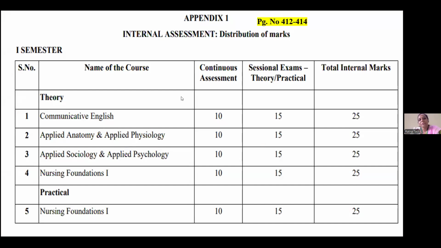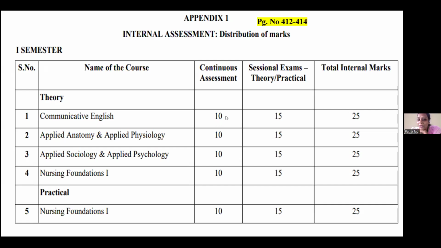Regarding the distribution, we need to remember there are two important criteria on the basis of which the internal marks have to be produced: continuous assessment and sessional exam. For theory it is the sessional exam, for practical it is the model practical exam. As we saw in the previous slides, internal marks have to be sent out of 25. This 25 is divided into two: continuous assessment is out of 10 marks, and 15 is for the sessional exam.